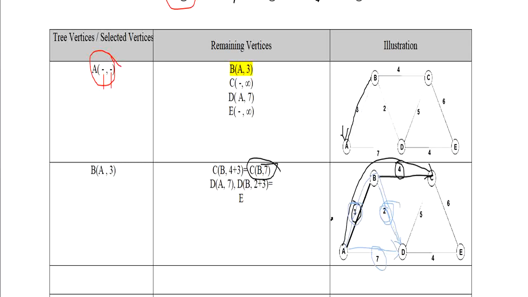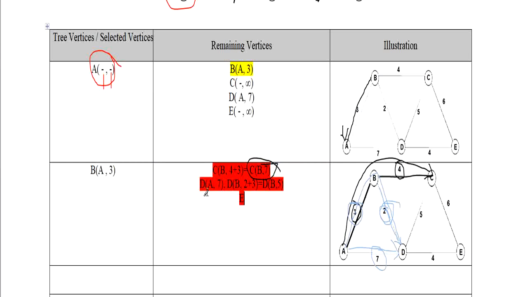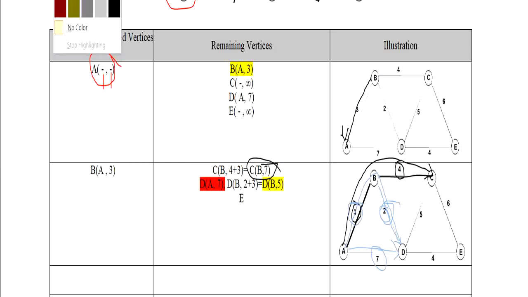So amongst these, D of B comma 5, which one will be feasible for us? I can choose this vertex. I'll be ignoring the other, vertex A comma 7 is ignored, and vertex D comma 5 is the selected vertex. So I am going to select this.